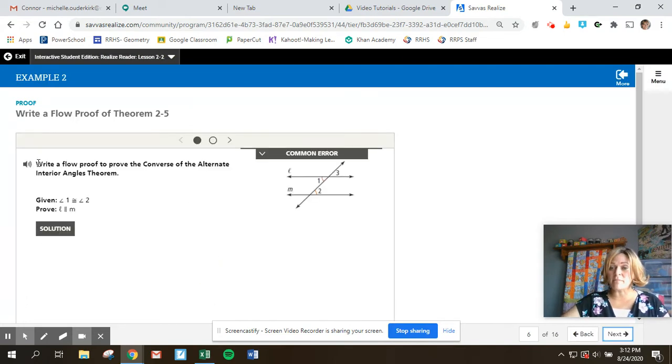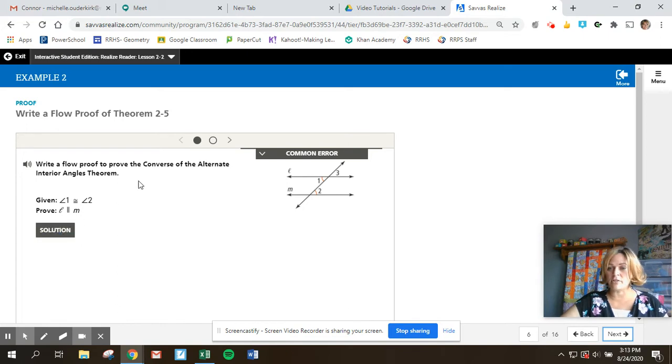Writing a flow proof. Some teachers want you to write a flow proof. Some teachers don't mind a two-column proof. Bottom line, you need to talk to your teacher and ask what kind of proof they want. So write a flow proof to prove the converse of alternate interior angles. To prove a rule, you cannot use that rule. So I can't say angles 1 and 2 are congruent by converse of alternate interior. You can't do that. So you need to do this a different way.